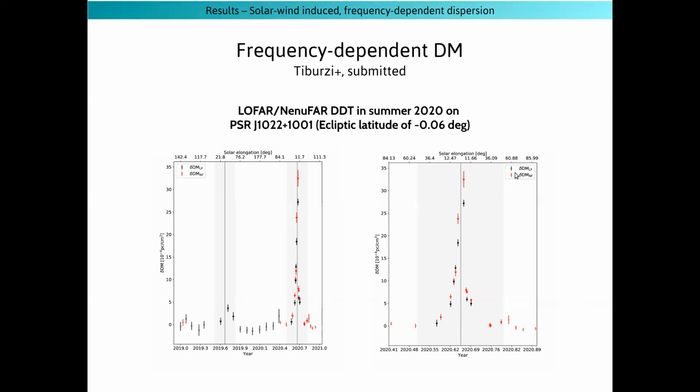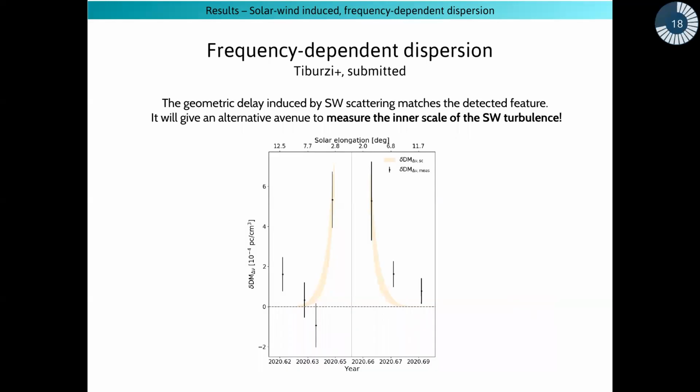And we have simulated the geometric delay induced by turbulent processes in the solar wind to see if they could match the feature that we detected, and indeed there is a very good match for the two most extreme points that show discrepancy. And in the future we aim to apply this finding to estimate the inner scale of the solar wind turbulence.